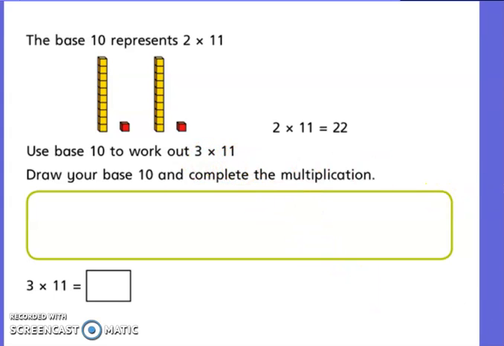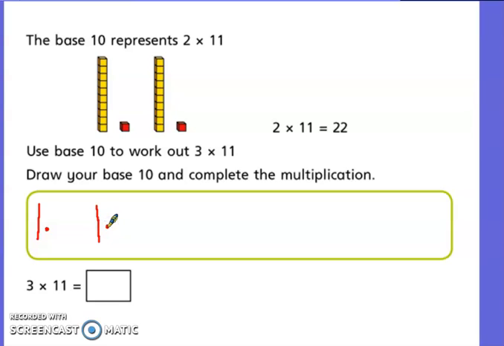Let's do that together in your maths book. So let's do 1 times 11 first. So draw your straight base 10. You can just do a dot or a square for the 1. So that's 1 times 11 is 11. Leave a little space. Do it with me. Let's draw the second 11. Got the 10 and the 1.